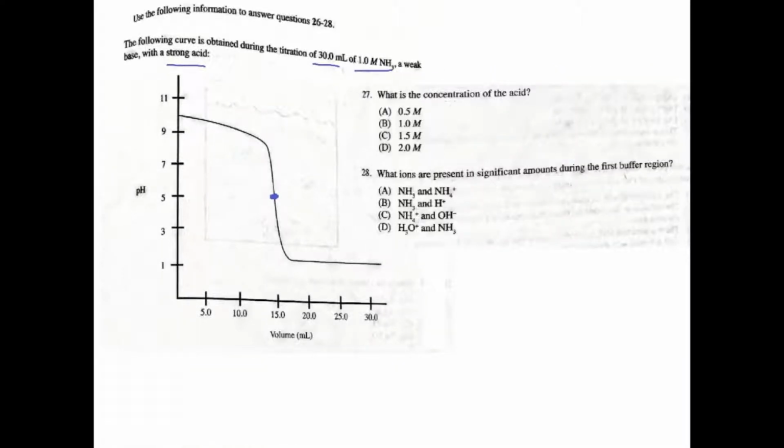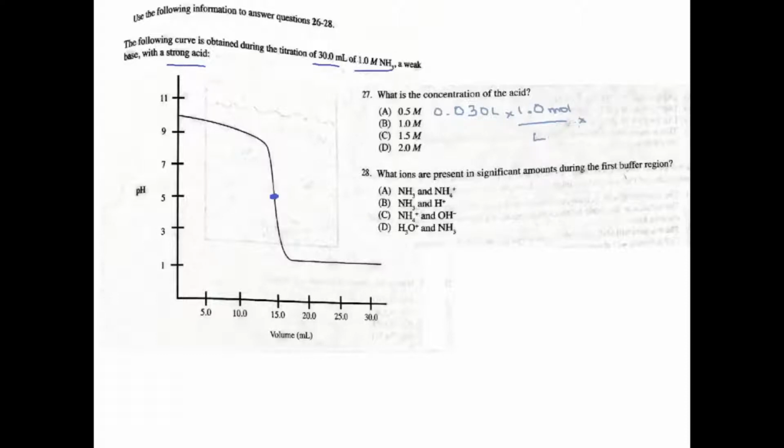For 27, it says, what is the concentration of the acid? Well, I know my volume and my concentration of my base, and I know my volume of my acid. So just like what we did in the lab, let's actually write this out. So I've got volume, I'm going to convert into liters in my head. So that's the volume of my base times the concentration of my base.